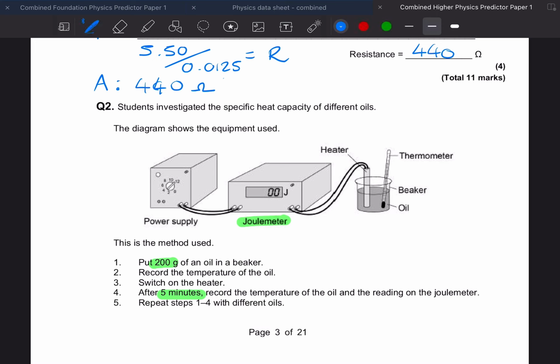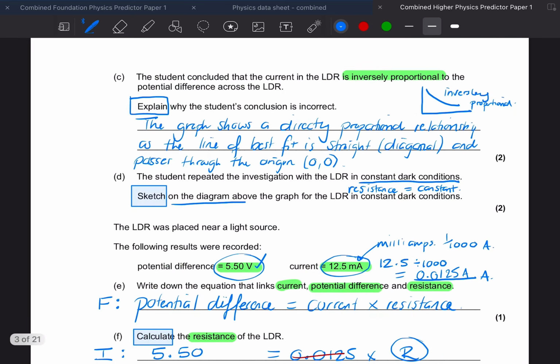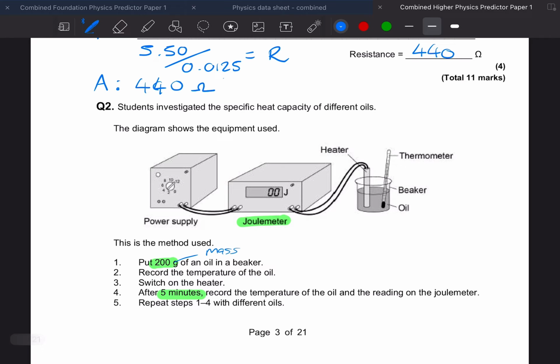So I'm going to say this one here, which is the mass of the oil, but you could also have the amount of time the equipment was turned on for. So the variable is the mass of the oil, and in this case it was 200 grams.